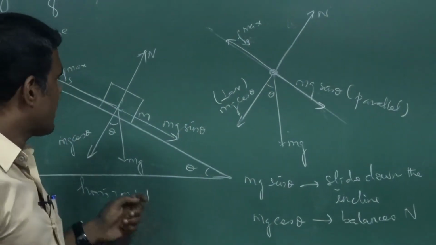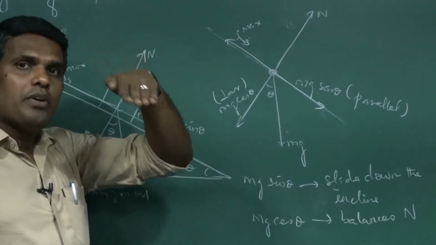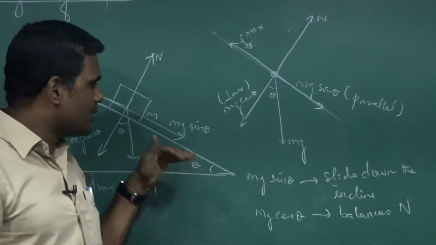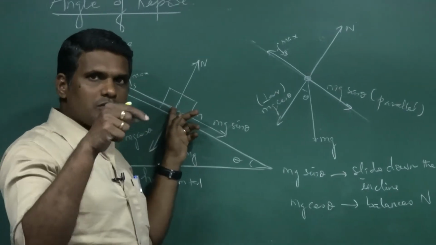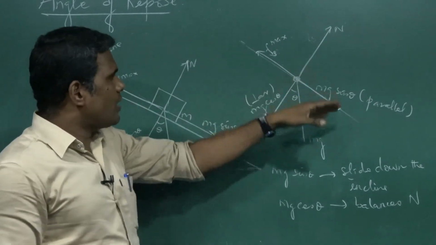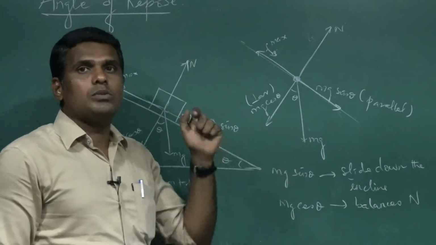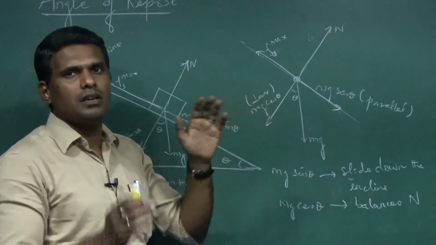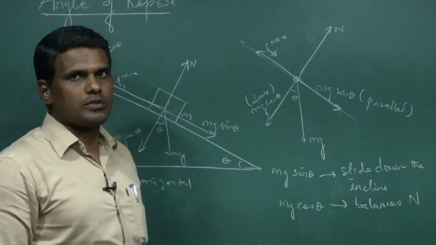As we saw, as the value of theta is gradually increased, at one particular value of angle theta the object begins to slide down. The point at which the object begins to slide down is called the angle of repose. We saw that. Based on that, mg sin theta is the component of mg which makes the object slide down the incline, and mg cos theta balances the normal reactive force.